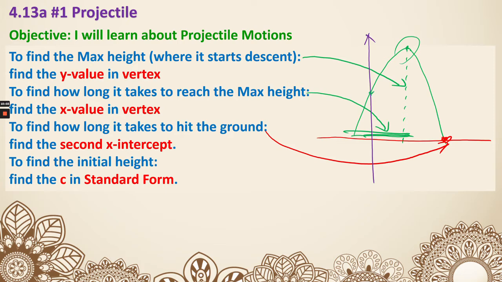That is the initial height c. So these are some general information that could help us with solving the examples. Now let's go have a look at some examples. Example 1.